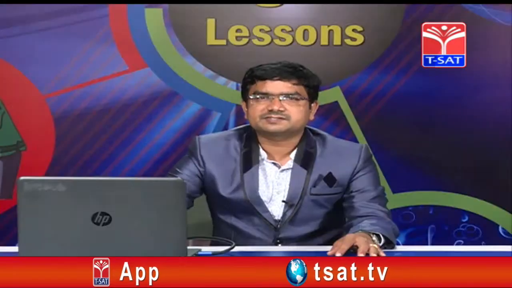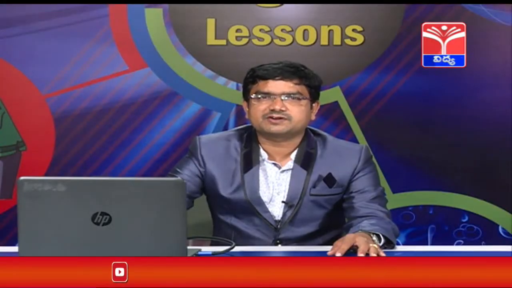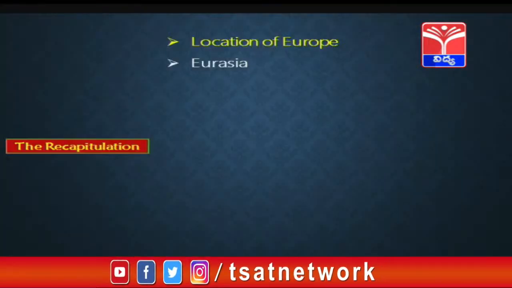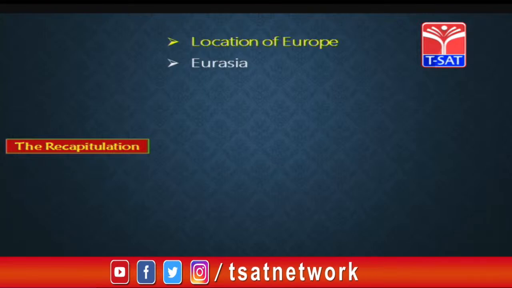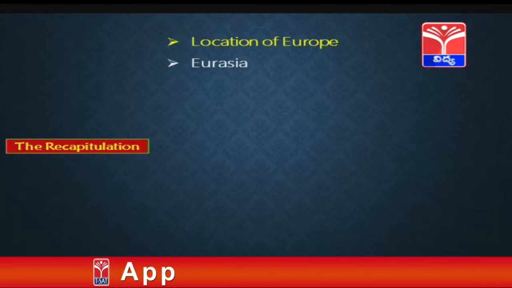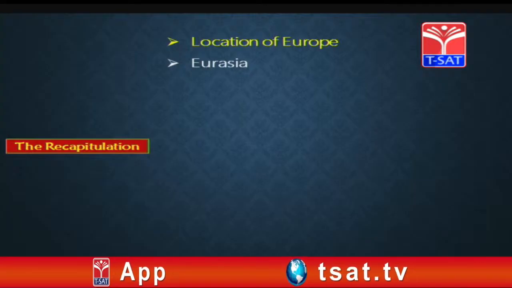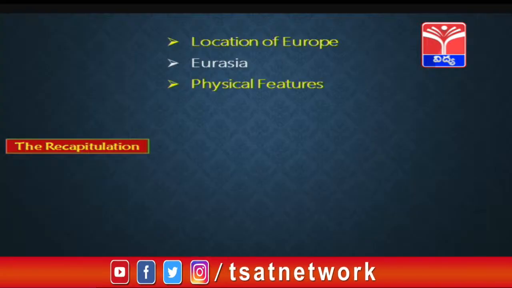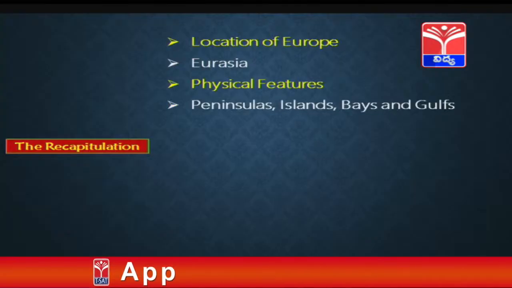Children, let us see the recapitulation of what we have studied so far. Location of Europe with its boundaries. Eurasia is nothing but a continuous landmass between the European and Asian continents. Physical features like mountains, plains, plateaus and rivers, peninsulas, islands, bays and gulfs.